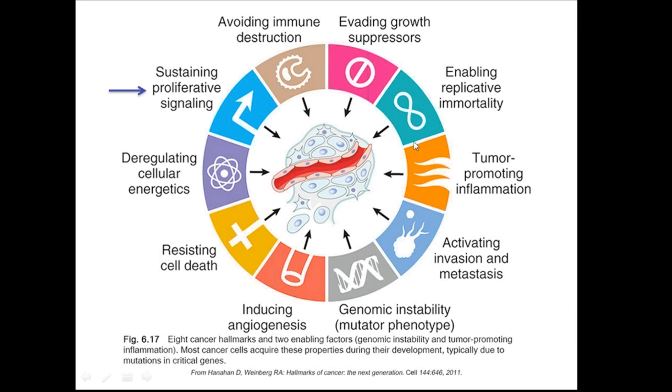Then enabling replicative immortality, that is, keep on dividing without undergoing exhaustion, so to say. Activation of metastasis and invasion genes. Inducing angiogenesis. Cancers can't grow beyond a couple of centimeters without blood vessels forming, so to be able to form blood vessels is a hallmark of cancer. To be able to resist death is a hallmark of cancer. To have dysregulated cellular energetics, one of the novel hallmarks that has been discovered in the last several years. We'll talk about it. And there are two enabling properties: tumor promoting inflammation and genomic instability.